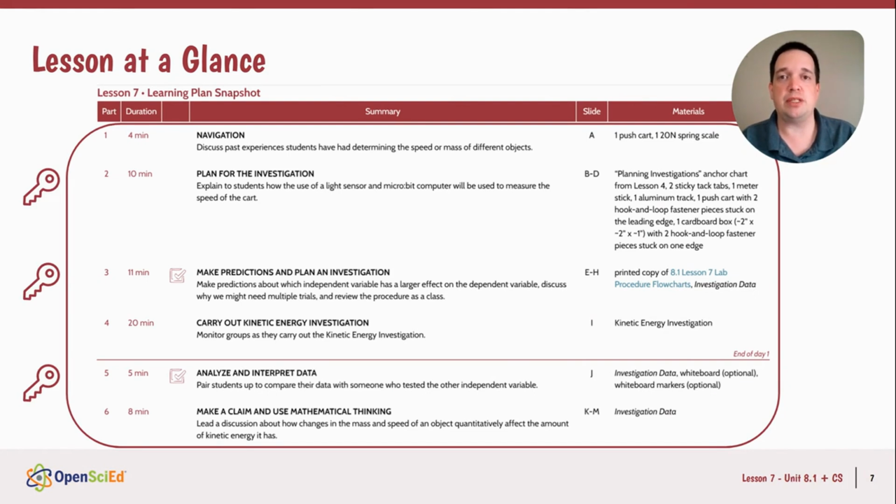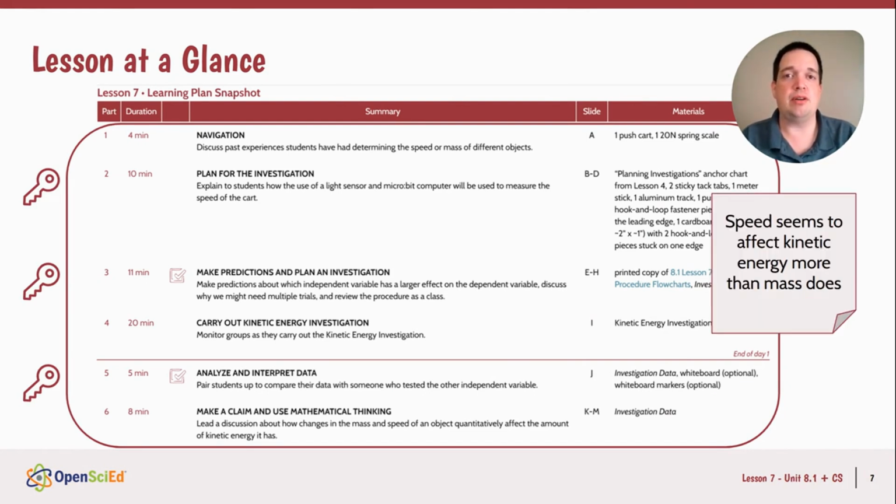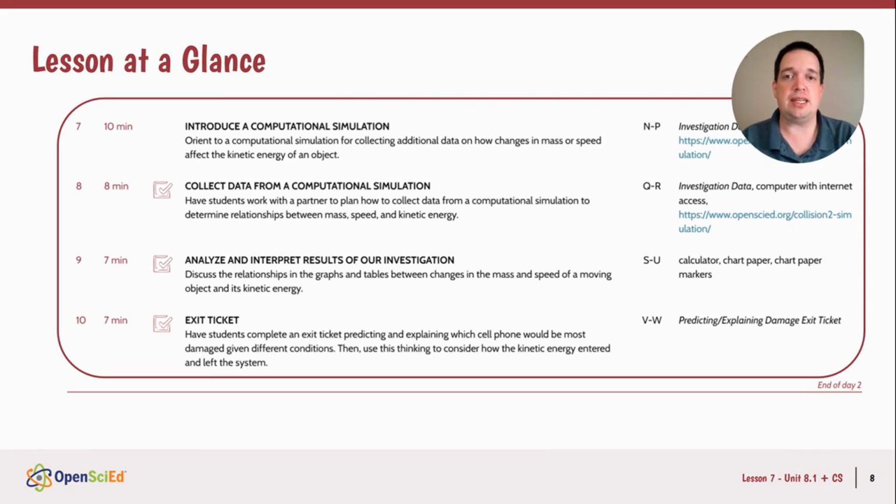Look, there's a lot of key points we're going to dig into in this video, but overall, if by the end of this chunk, kids have figured out that speed seems to affect kinetic energy more than mass does, you're in a good spot. The second big chunk is when you're getting into the computer simulation. So you start saying, well, how could we collect more precise data? Kids are going to want to have really precise data. They're going to suggest a computer simulation like they've done in the years past.